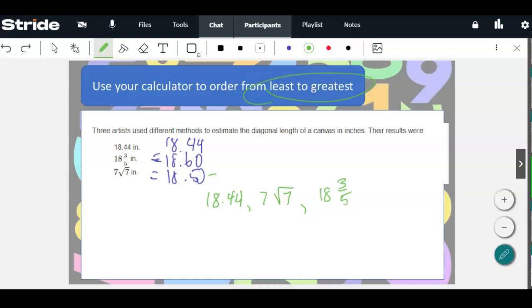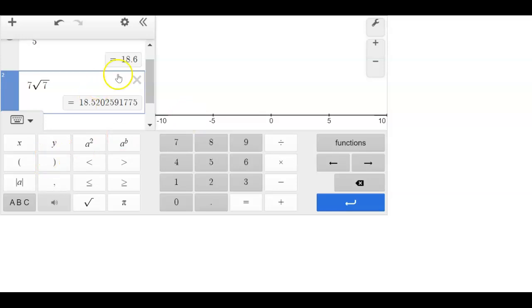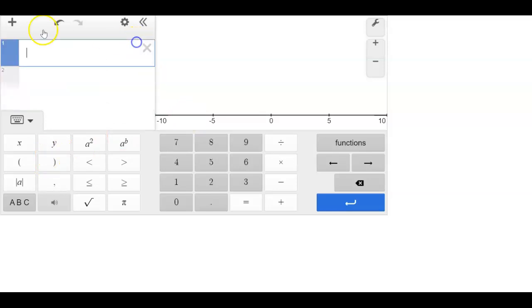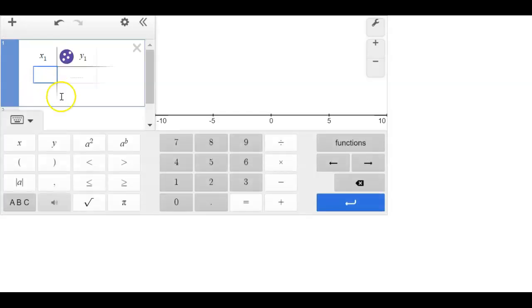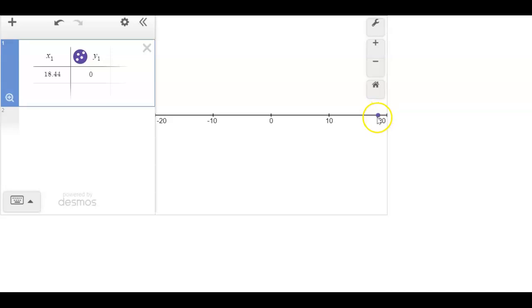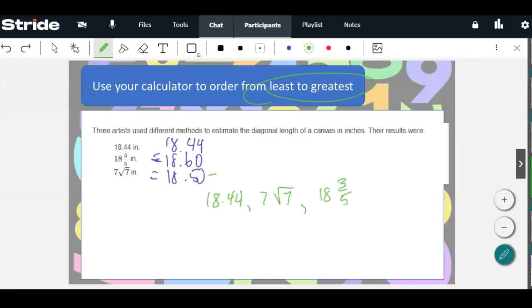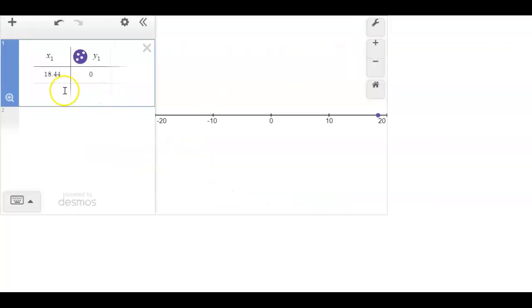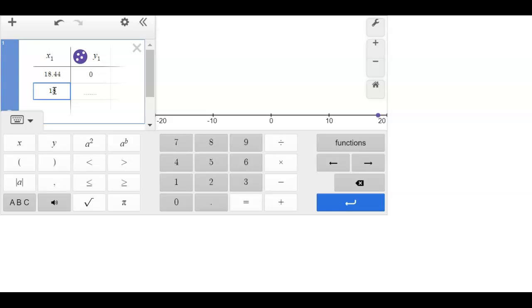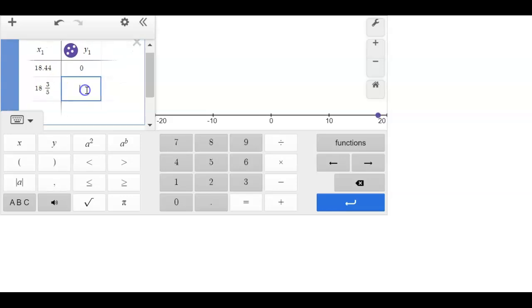All right, so if you just want to look at the calculator again real quick, I'm going to go ahead and take these off. You can put a table in, and then you would put, we had 18.44, 0. Now you don't see it on here because this is not going over there, so you have to zoom out, and there it is. There's my point. All right, the next one's 18.6, or you could have put 18 3/5, 0. Let me just show you that.